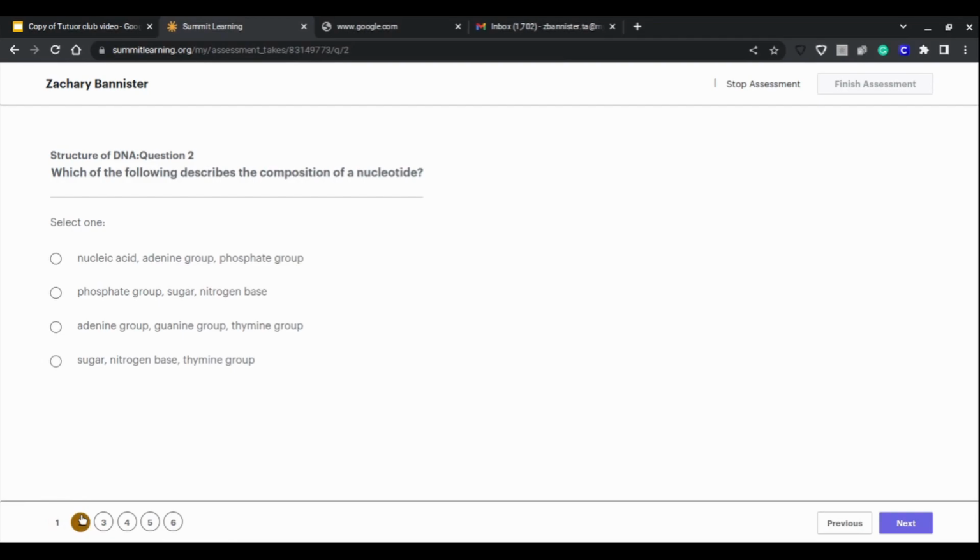Here, what is the composition of a nucleotide? We've already gone over this. Nucleic acids, pretty simple. First you have the phosphate group. Next you're going to have the sugars, the 5-carbon sugars. And finally you have the nitrogen base, the A, T, so on, right? It's all pretty simple. We've already gone over a lot of this.